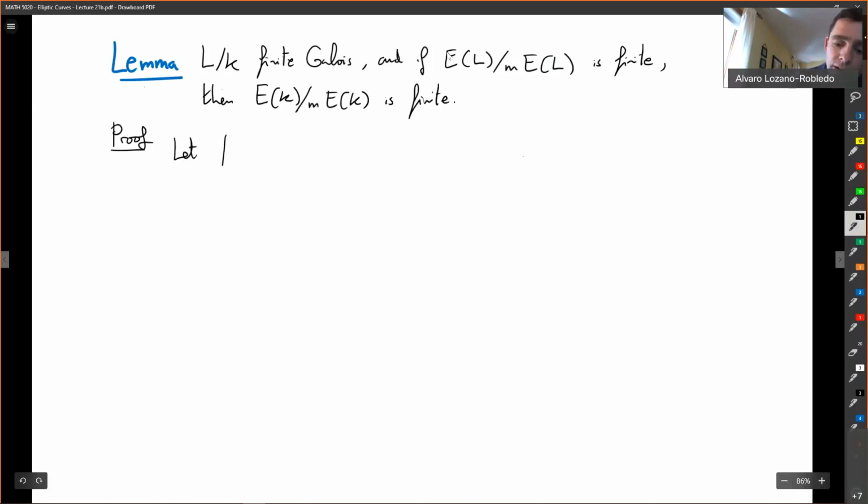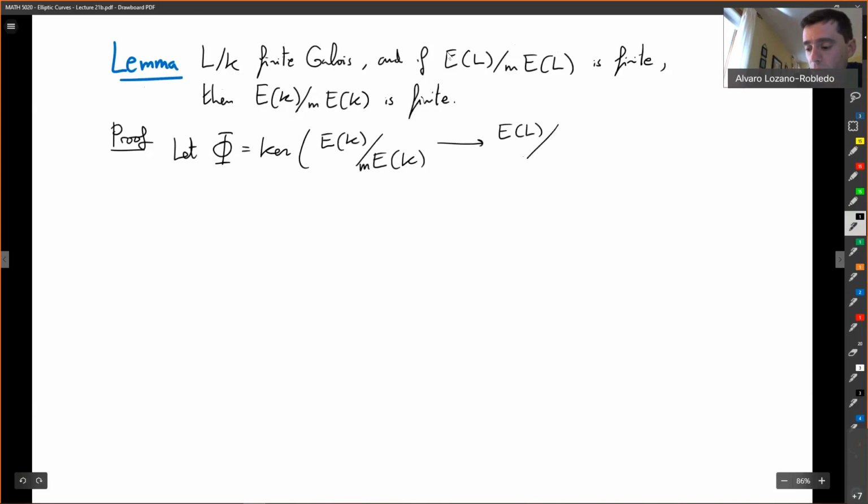We're going to call capital Phi the kernel of the map. There is certainly a map that goes from E(K) modulo M E(K) to E(L) modulo M E(L). That's simply inclusion. If you have a point defined over K, it is defined over L, so just throw it in there and see what happens. We're going to find this kernel. If this kernel is finite, then if E(L) mod M E(L) is finite, then E(K) mod M E(K) is finite.